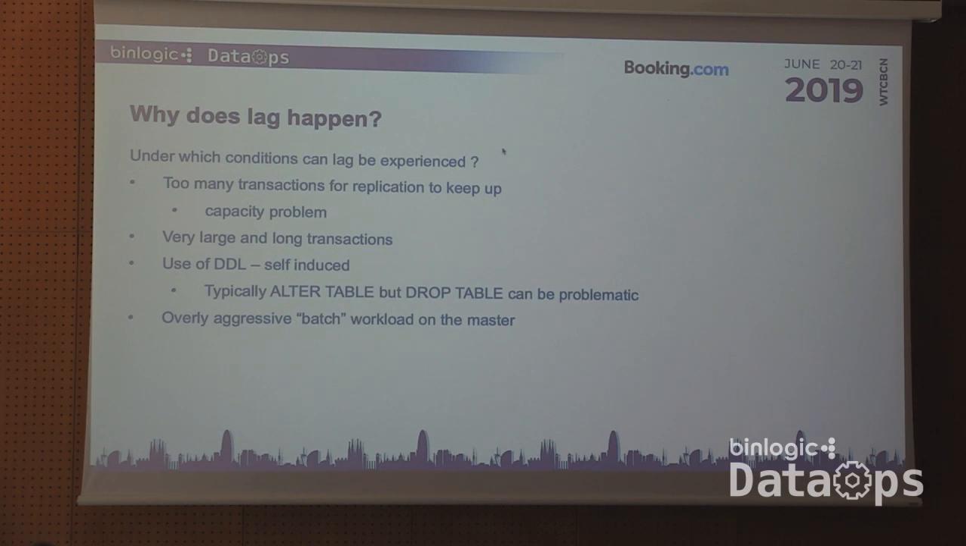Don't overload the master too much, or at least not with more transactions than can get through to the slaves. Don't do DDLs, because they will basically stop everything replicating through, and you have to find ways to work around that.